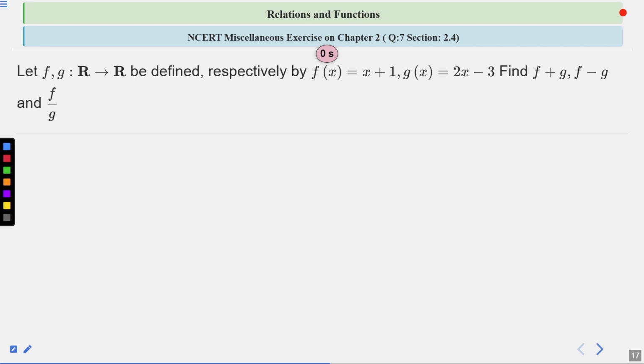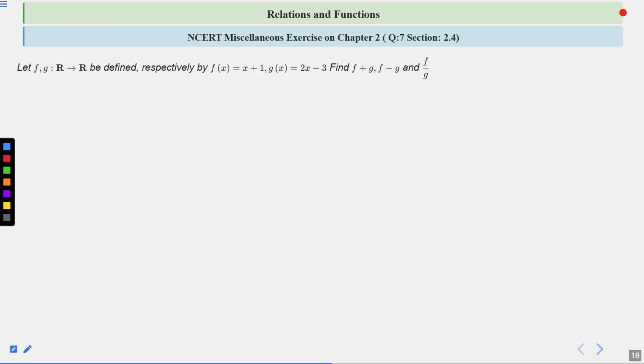The time is up. So in the question, two functions f(x) and g(x) are given to you. Just find out f plus g, f minus g and f by g. So f plus g is going to be 3x - 2, f minus g is going to be -x + 4, and f by g is going to be (x + 1)/(2x - 3), where x cannot be 3/2.